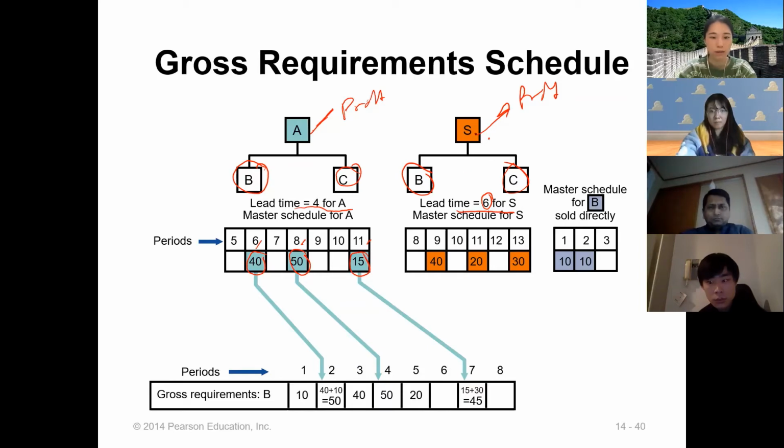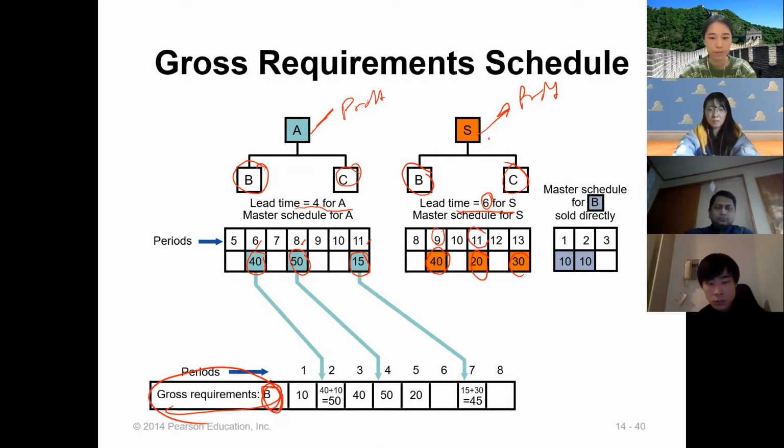And for S, you need 40 at week 9, 20, at week 11, 30. So that means you combine it. You need to combine. For example, now, because, so this is the gross requirement of B.